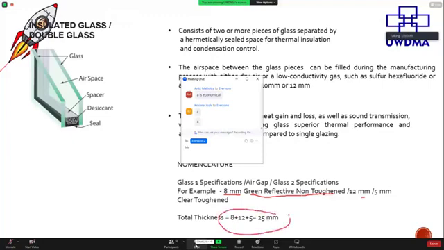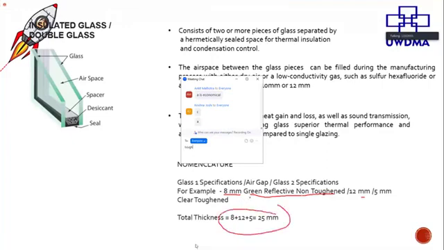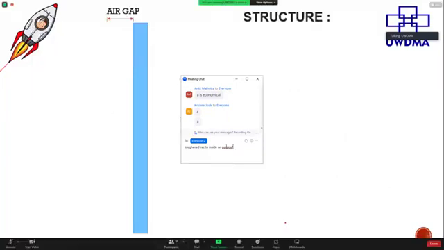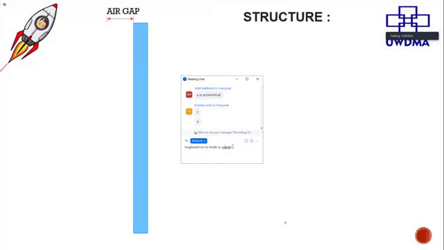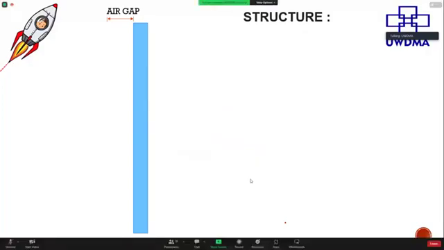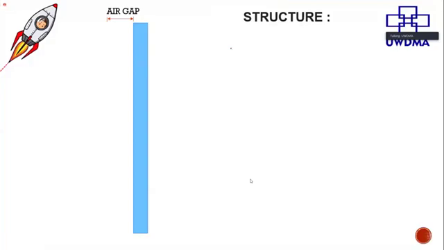As you can see here, we have 8 mm green non-toughened glass, then a 12 mm gap, and then 5 mm clear toughened glass. So the total thickness would be 8 plus 12, that is the air gap, plus 5, so the total thickness of the glass is 25 mm. If you remember, we studied single bead and double bead in the profile systems. For these double glasses, we go with double bead, and depending on the glass thickness, the bead thickness would change.